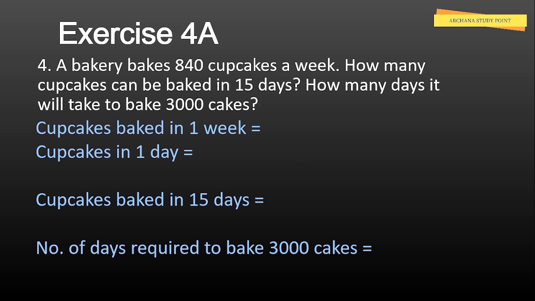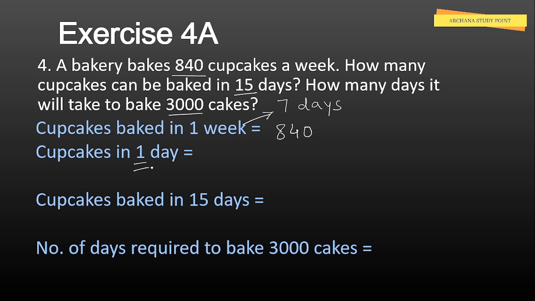Now, a bakery bakes 840 cupcakes in a week. How many cupcakes can be baked in 15 days? How many days will it take to bake 3000 cakes? Okay, so first of all, let's have a look at the first part of the question. Cupcakes baked in 1 week. 1 week we already know has got 7 days. Cupcakes baked in 1 week are 840.